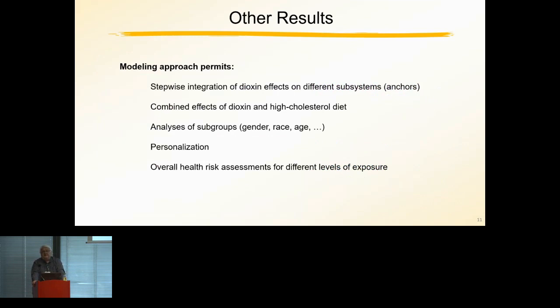Other results: we can look at different subsystems, for instance, the reproductive system. We can look at the plasma itself, we can look at the peripheral tissues, and so on. We can check whether it makes a difference whether you're on a high-level cholesterol diet or low-level cholesterol diet, whether those two things interact, and to some degree they do. We can look at subgroups, for instance, different genders, different ages, races, and so on.